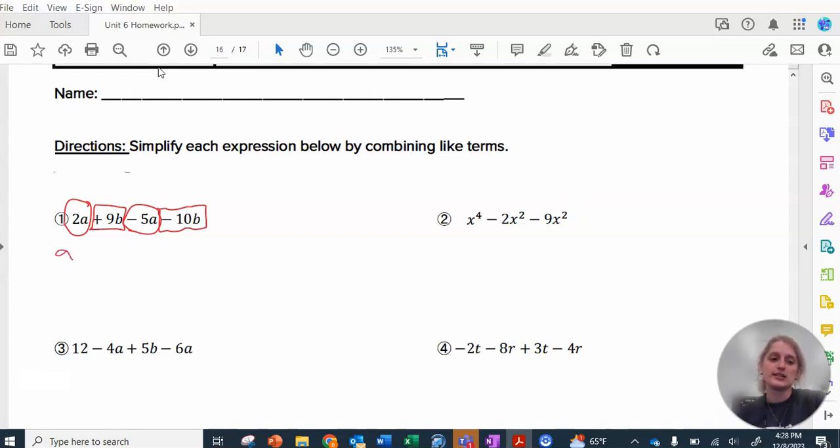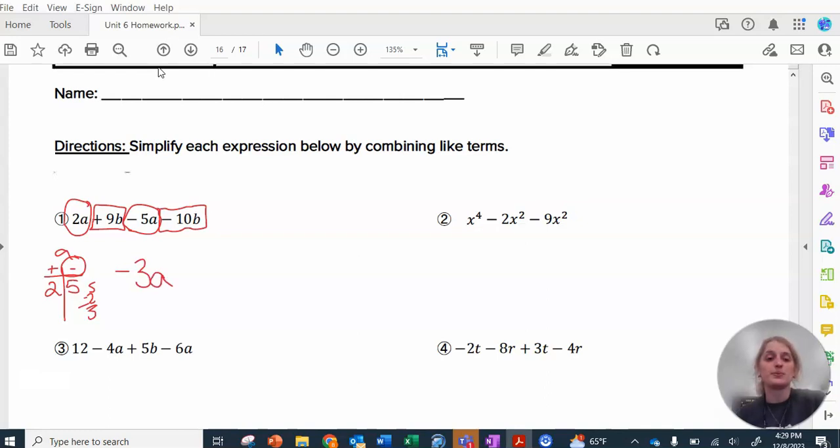So if we start with our A's, we've got 2A and a negative 5A. If you want to draw a chart like this, you can. 2 and 5. Negative team wins by 5 minus 2 is 3. So we have a negative 3, and that's an A.